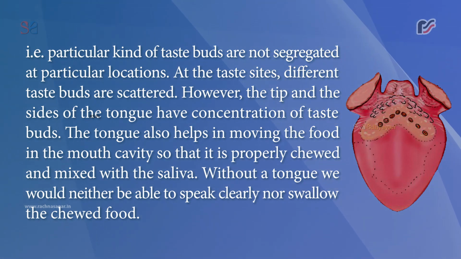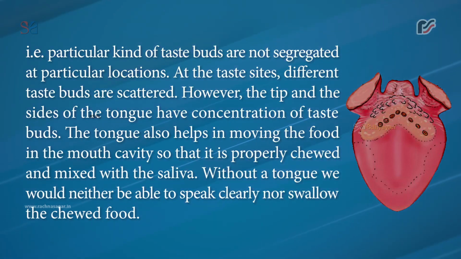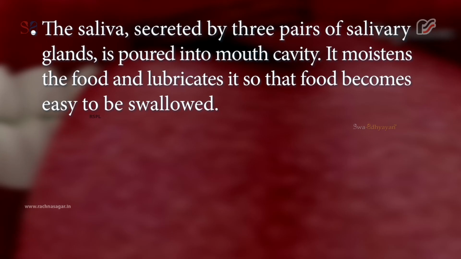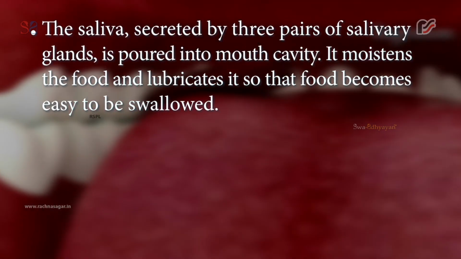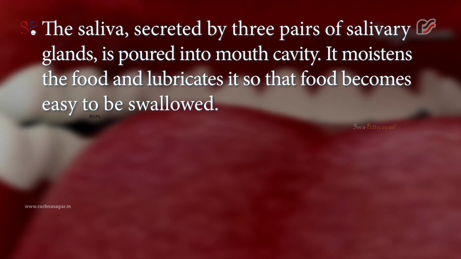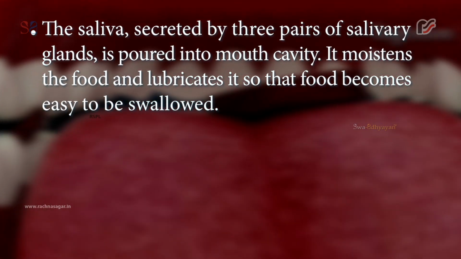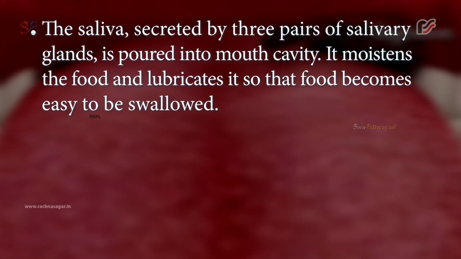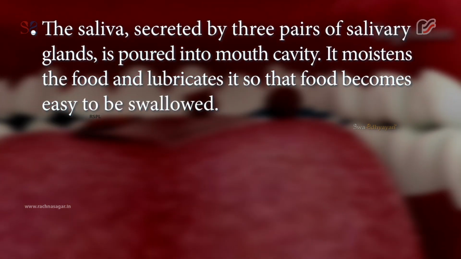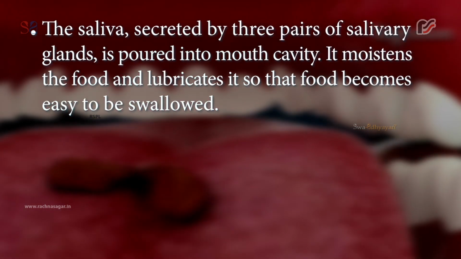The tongue also helps in moving the food in the mouth cavity so that it is properly chewed and mixed with the saliva. Without a tongue, we would neither be able to speak clearly nor swallow the chewed food. The saliva, secreted by 3 pairs of salivary glands, is poured into mouth cavity. It moistens the food and lubricates it so that the food becomes easy to be swallowed.